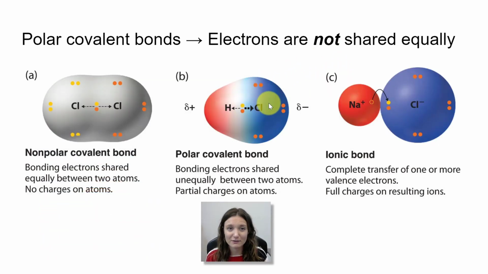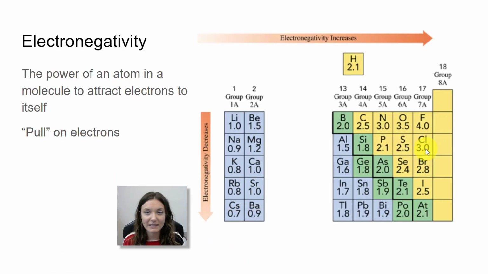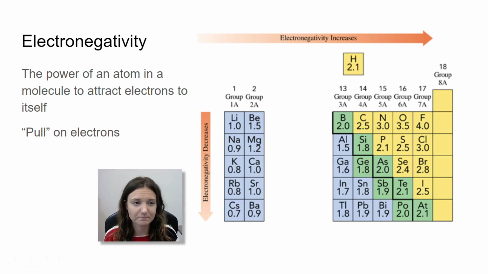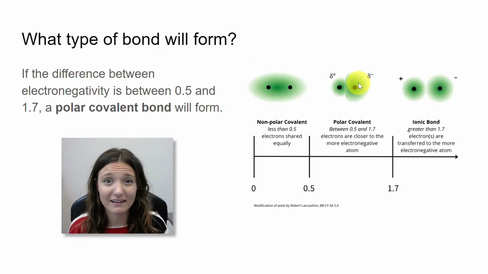All right, so again, here's chlorine and here's hydrogen. Let's go back and look at our electronegativity table again. Chlorine has an electronegativity of 3, hydrogen has an electronegativity of 2.1. So we take 3 minus 2.1, that gives us 0.9. So the difference between those two is 0.9, which puts us in this polar covalent range.